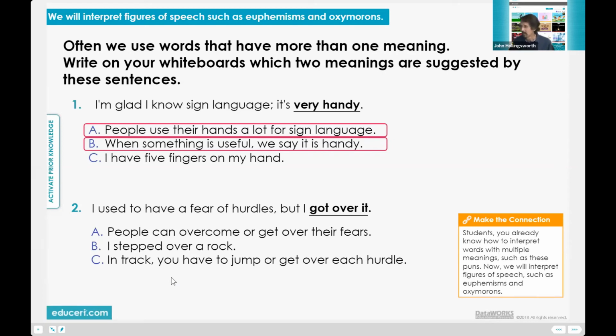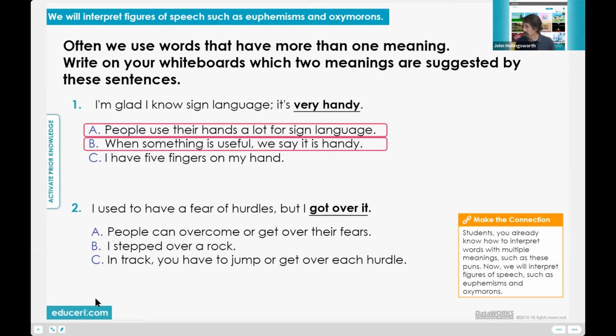Okay. So I see a lot of you wrote letters, so I want you to respond like this. The two meanings suggested are blank and blank. Let's all say that. The two meanings suggested are blank and blank. So practice your sentence for a minute and then tell me why you picked the ones you did.